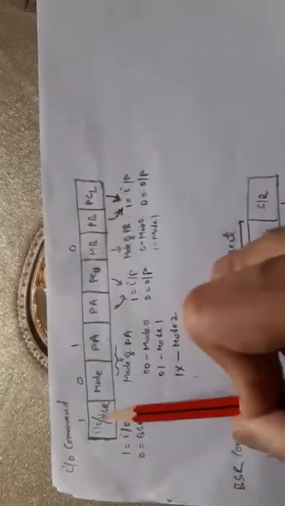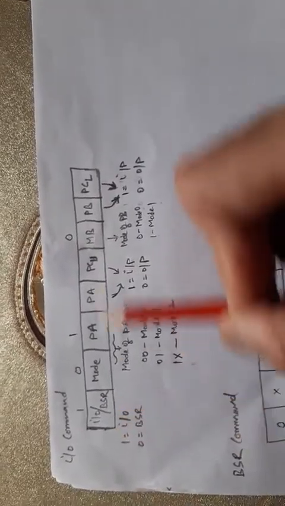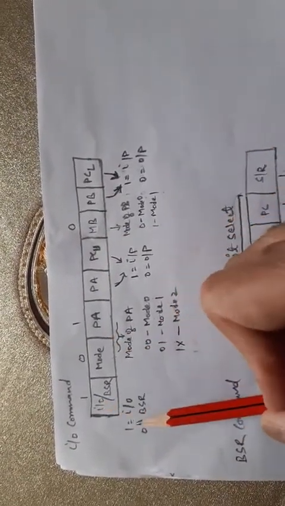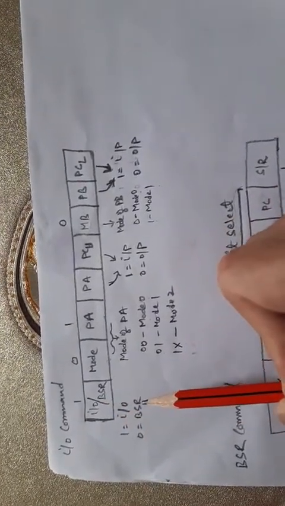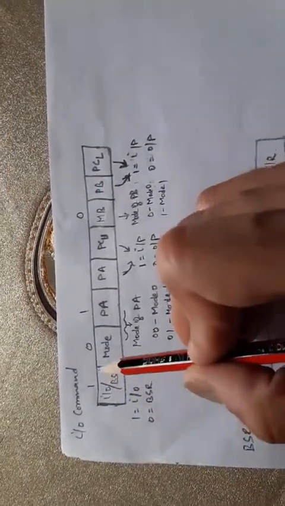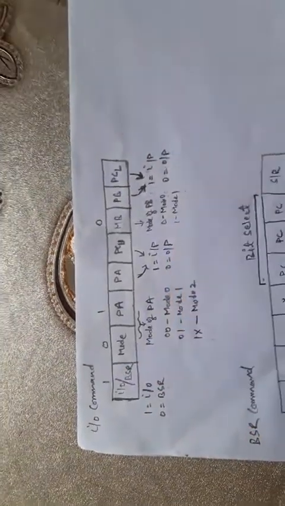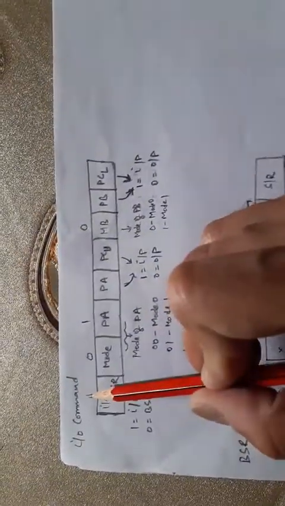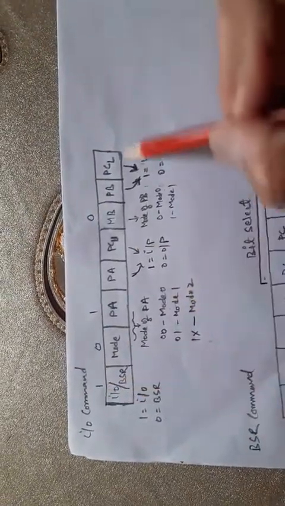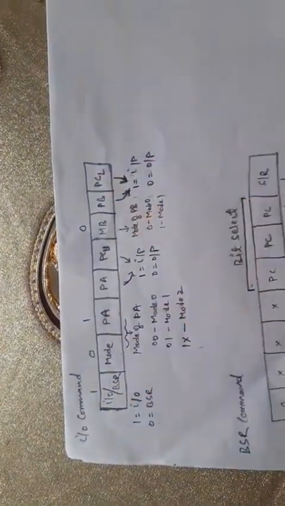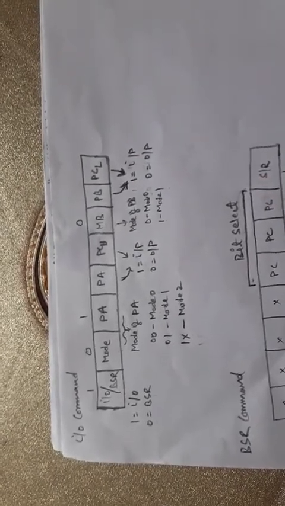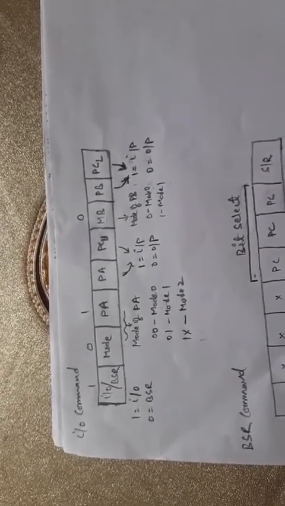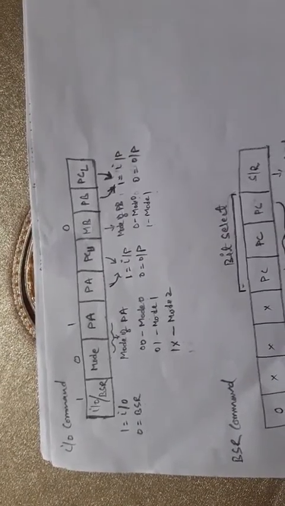In the IO command, the first bit decides whether it is an IO command or a BSR command. If this bit is 1, then it is an IO command, and if this bit is 0, then it is a BSR command. I keep this bit as 1, so this command is an IO command. Whenever this command is sent to the control word, the control word will first check the MSB, and based on that it will decide whether it has received the IO command or the BSR command.